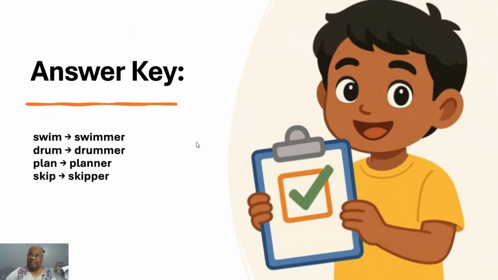The answer key. In the word swim, M is the last letter, so we double the M and then add ER. In the word drum, the last letter is M, therefore we double the M and then add ER. In the word plan, the last letter is N, therefore we double the N and add ER. In the word skip, the last letter is P, therefore we double the P and add ER. Great job.